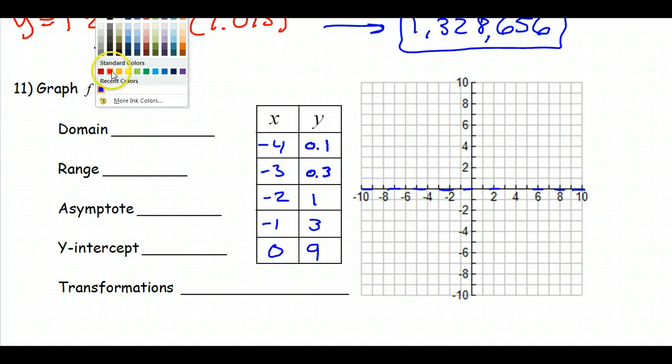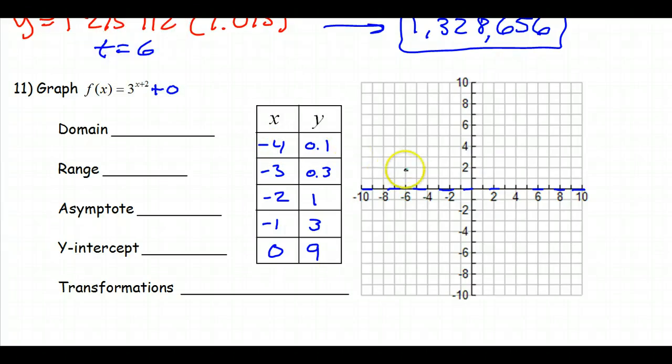So at -4, we are looking at 0.1. So at -4, we are almost pretty much on the line. All right, it's pretty close to 0. -3, not too much different, it's a little bit up. And then at -2, we're up to 1. And then at -1, we're up to 3. And then at 0, we are up to 9. Okay, so your curve should look very much like this.